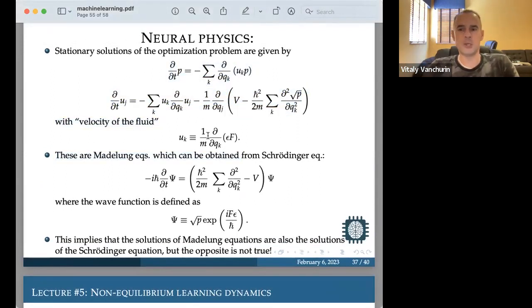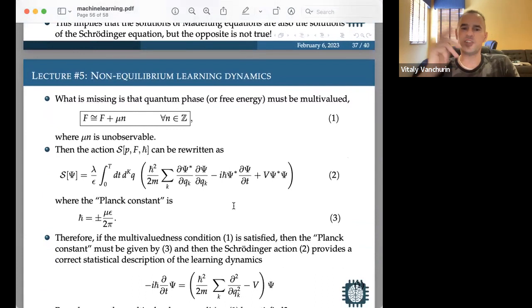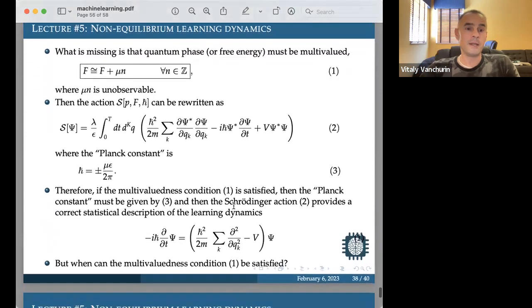This wouldn't include this unobservability of f. But that would make this the correct description, because that's exactly what's needed. Okay, so how can we make this piece of the free energy, this shift in the free energy, unobservable?